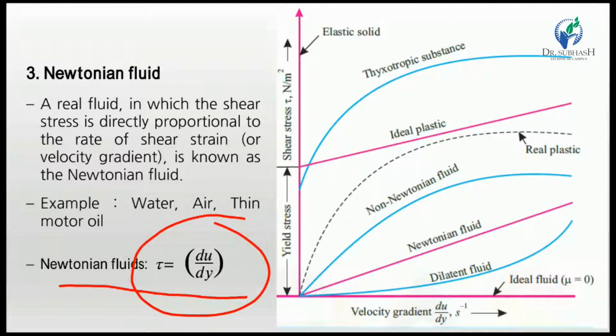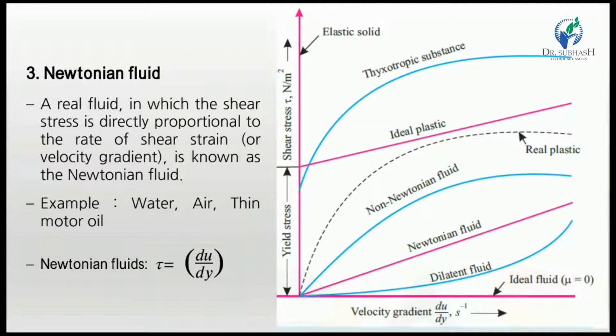Now, the Newtonian fluid is shown in this graph by this line. The line is perfectly straight and inclined as shown in the figure, because shear stress is directly proportional to shear strain. The line is straight and inclined. Examples of Newtonian fluid are water, air, and thin motor oil.